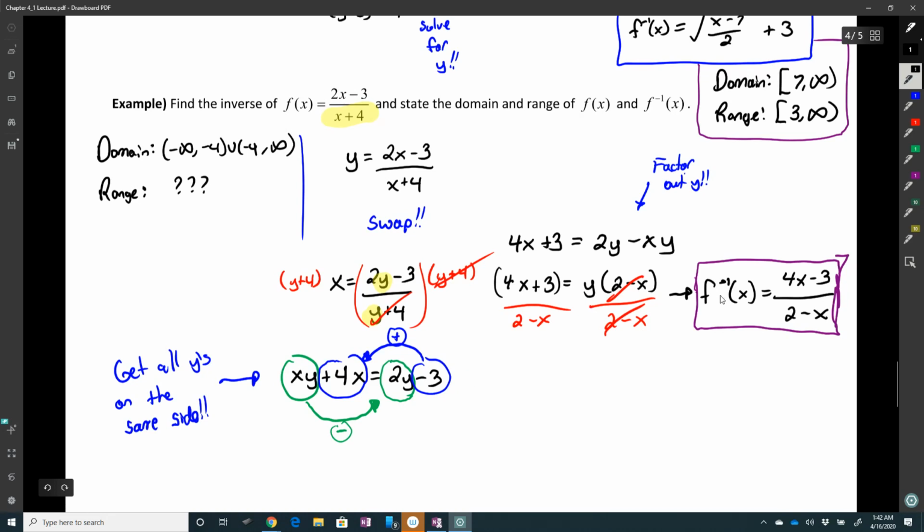Anyway, so we went ahead and we solved it. And now I've got to find the domain and range. But this is where the play between the domain and the range comes in handy for inverses. So if I know the domain of this one, the original, I automatically know the range of the original. It's the same thing.